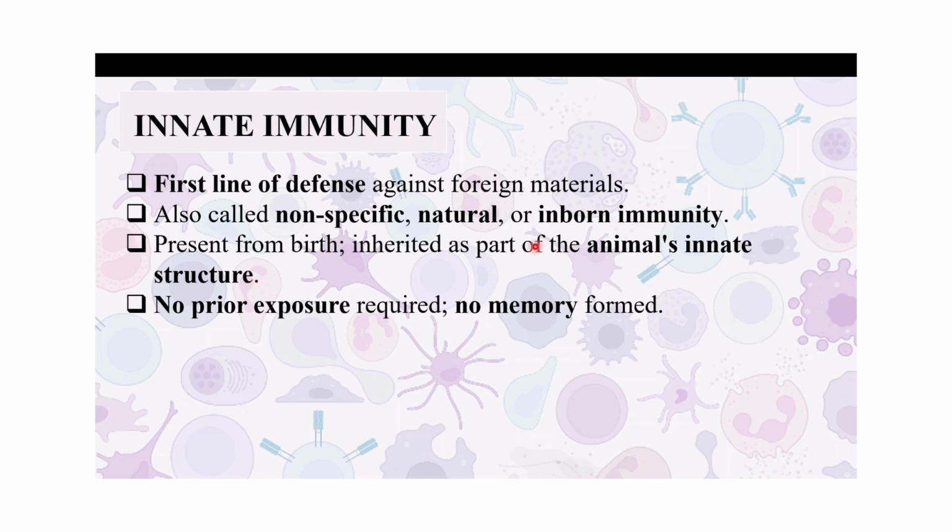And what does it mean, from the animal's innate structure? I want to specify the different components which are present in our innate system. For example, the physical barriers and the chemical barriers. It does not improve with repeated exposure, and no memory response is generated in innate immunity. There are some specific examples or exceptions, but in general there is no memory response generated, and it does not improve with repeated exposure. That is the line which distinguishes innate immunity from adaptive immunity.